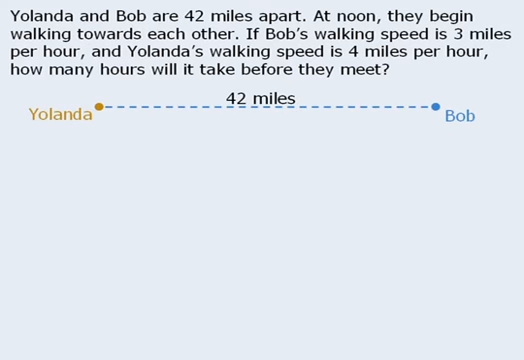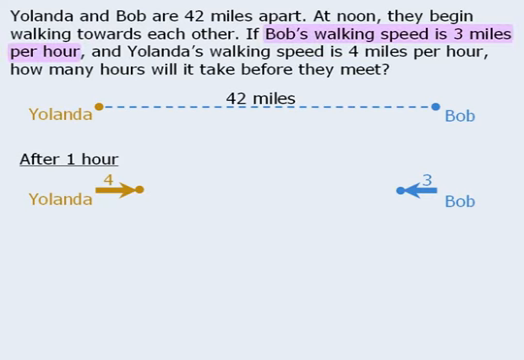To answer this question, let's see what has occurred after Yolanda and Bob have both traveled for 1 hour. Let's begin with the two of them in their original positions. Now after 1 hour, Yolanda will have traveled 4 miles towards Bob, since the question tells us that Yolanda's walking speed is 4 miles per hour. Similarly, after 1 hour, Bob will have traveled 3 miles towards Yolanda, since the question tells us that Bob's walking speed is 3 miles per hour.